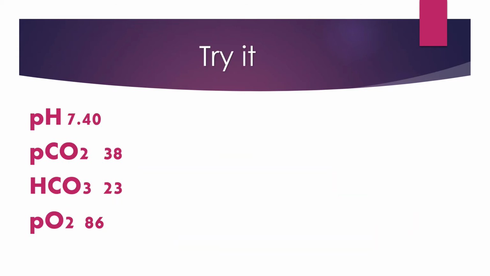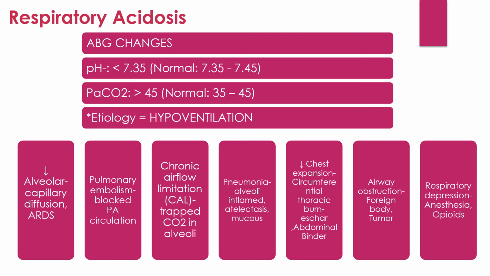We tried this in class, and those are all normal. So this is a normal ABG. And the next section that we talked about is how to determine what the causes of the acid-base imbalances are and what to do about it. So the next one is respiratory acidosis.